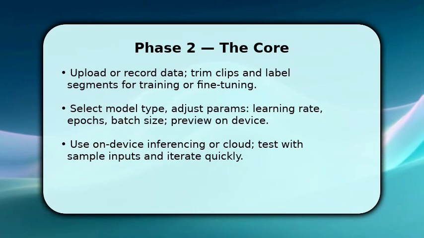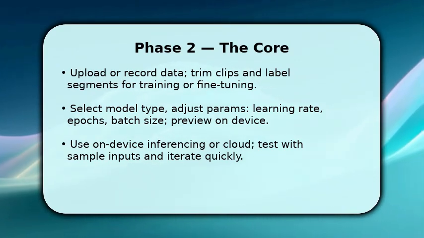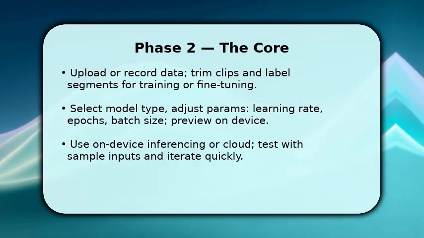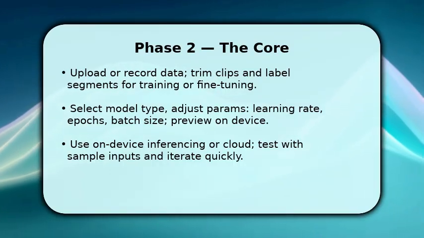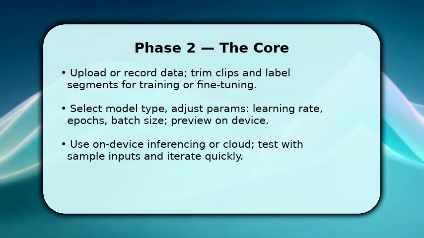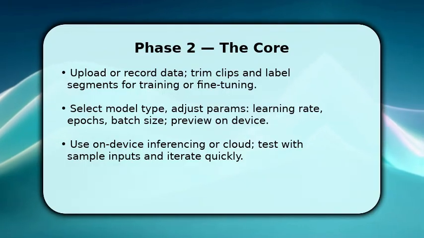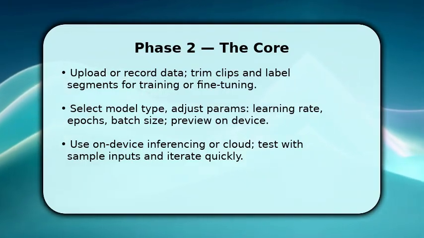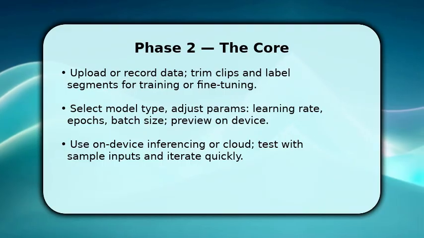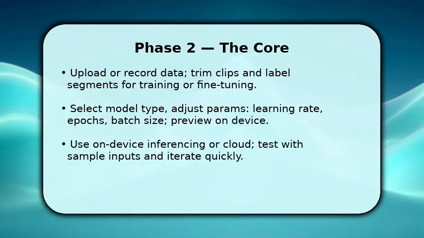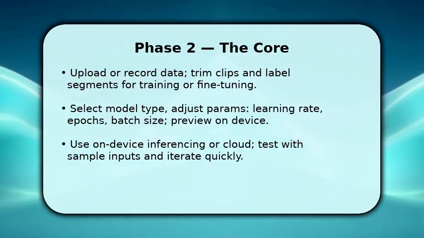Now focus on the core. Prepare your data and train. Upload files or record directly on your phone, then trim and label segments to improve accuracy. Next, choose a model type and tweak key parameters like learning rate, epochs, and batch size. You want balanced speed versus quality. Once configured, preview the model on your device to catch mobile-specific issues. Choose on-device inference for latency or cloud for larger models, and run quick tests with representative inputs to refine settings.